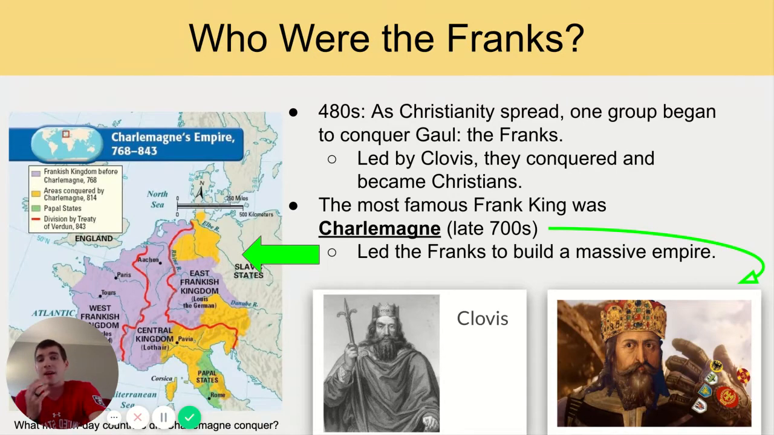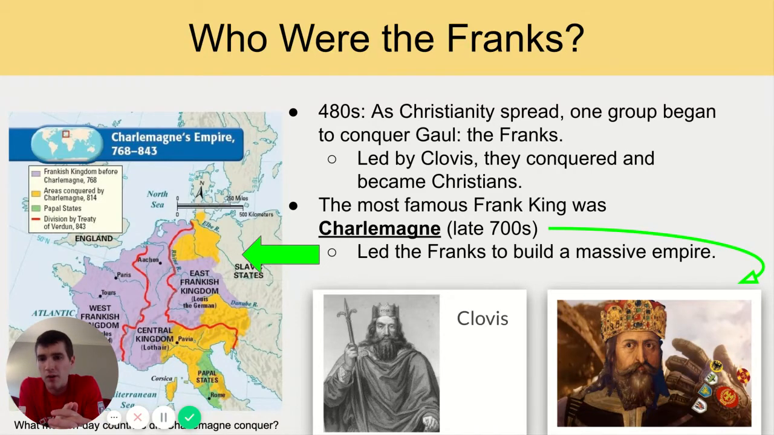They're mainly going to be led by a guy named Clovis, who they're going to conquer, and they will become Christians. The most famous Frank king, though, is going to be Charlemagne. It's late 700s. And he is going to lead the Franks to create a big empire. You'll see here that purple on that map.